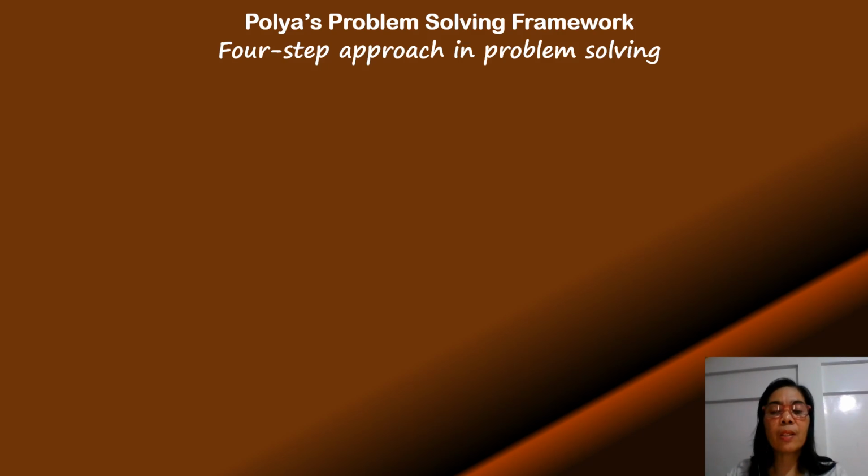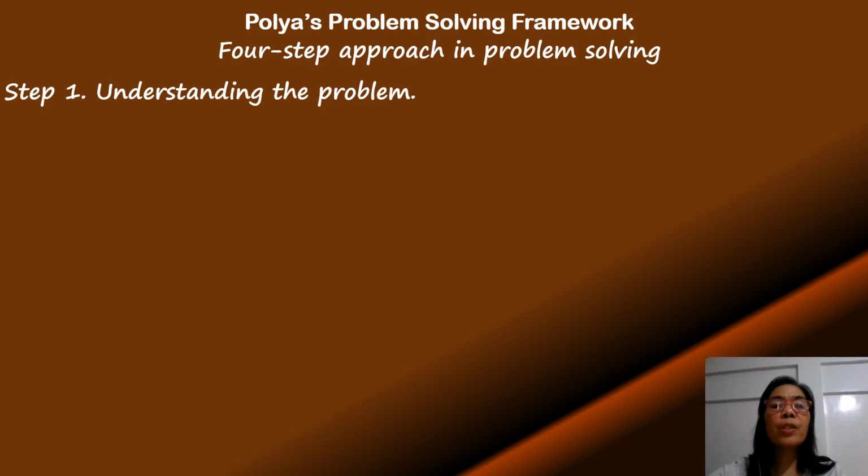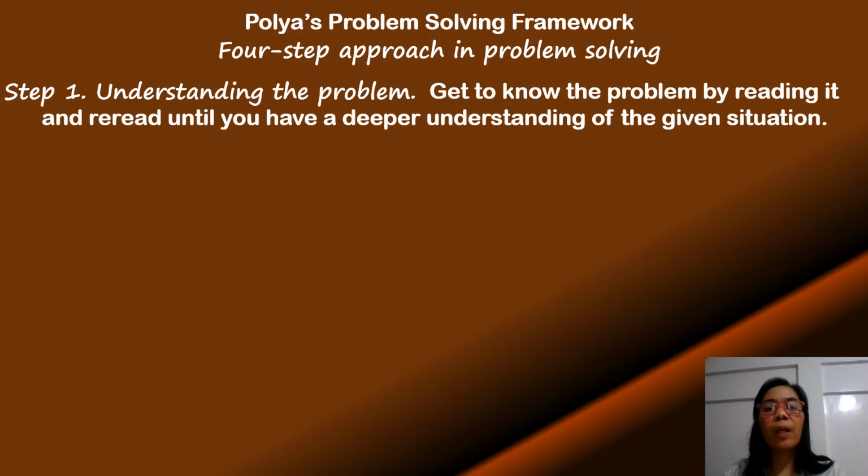So as a beginner, it is necessary to label and present each of the 4 steps every time you solve a problem. Make it a habit of remembering the 4 steps as you plan and as you work through a problem. So the first step in the problem-solving framework is understanding the problem. In understanding the problem, you have to get to know the problem by reading it and rereading until you have a deeper understanding of the given situation. You have to understand what is asked in the problem and what are the given conditions in the problem.